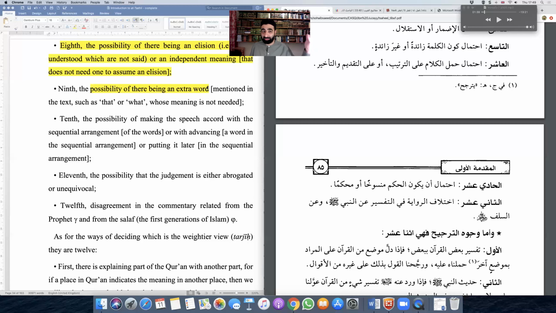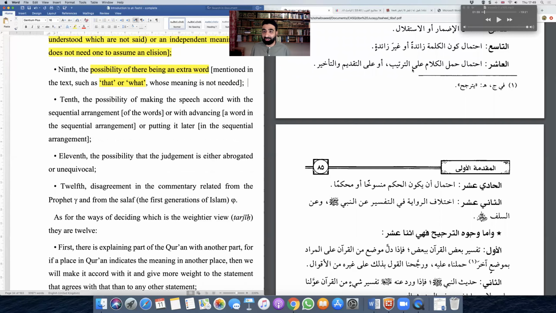It will lead people's minds in different directions, right? You've got to think about people's minds out there. Mention in the text such as that or what. Of course, he's giving here, or she's giving here, English examples, right? So is it very useful to give English examples here? You could just say, just like in English, we might have the word that or what, whose meaning is not needed. Even then, why would the word that or what be extra? It's not really clear to me how that example works, right? So that whole bit of translation needs to be sorted out.